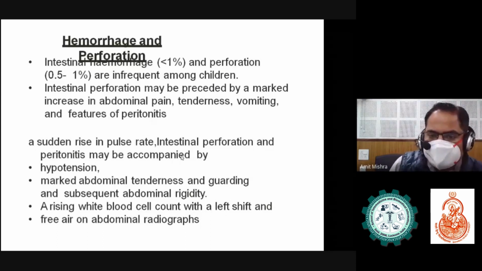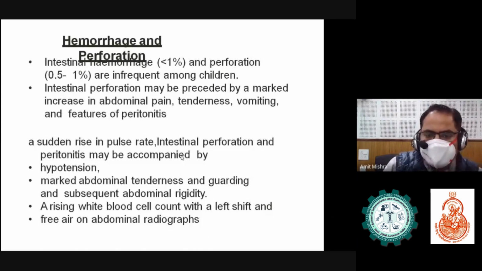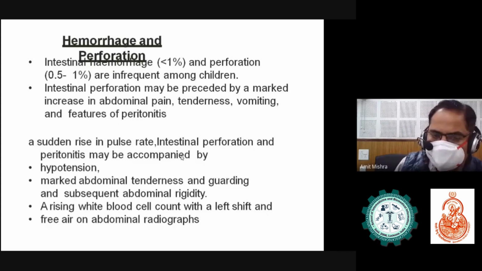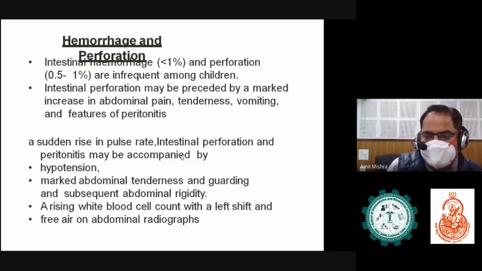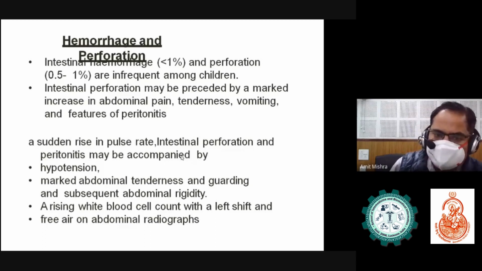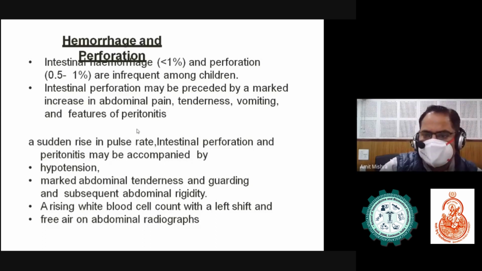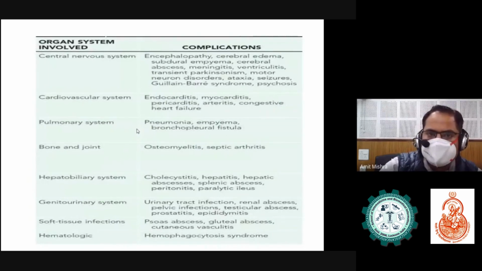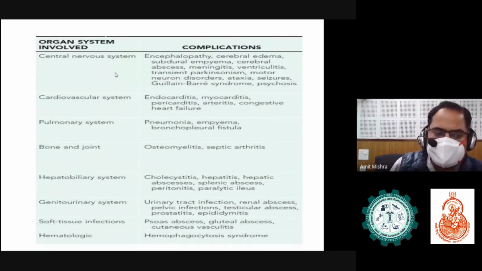So these are the features of peritonitis, in which the patient complains of abdominal guarding, pain, not passing of flatus, hypotension. These are the systems involved, but in enteric fever they are the rare ones.